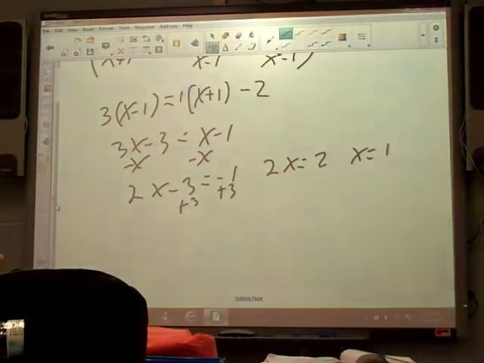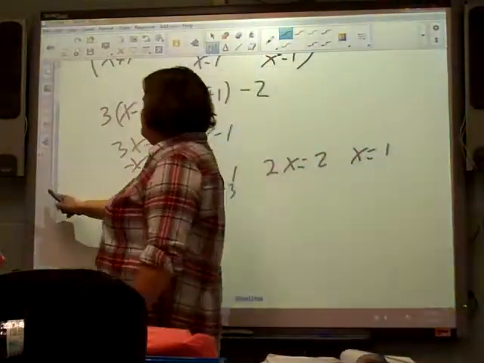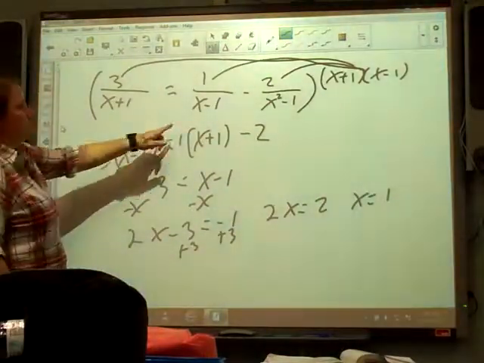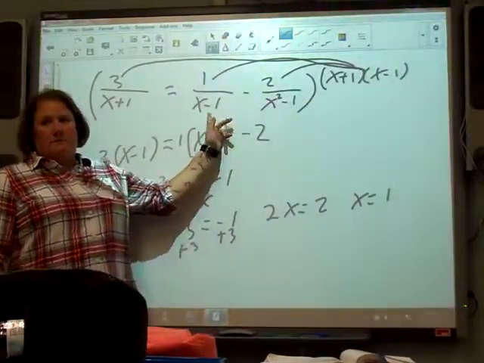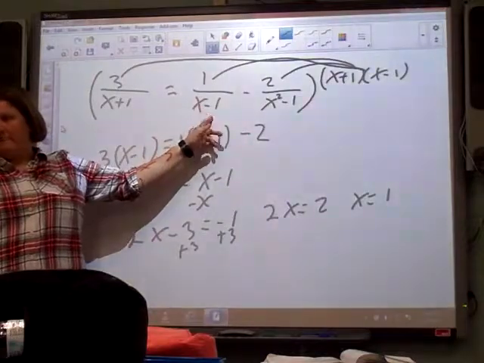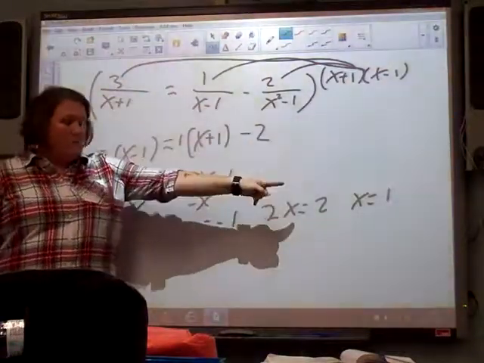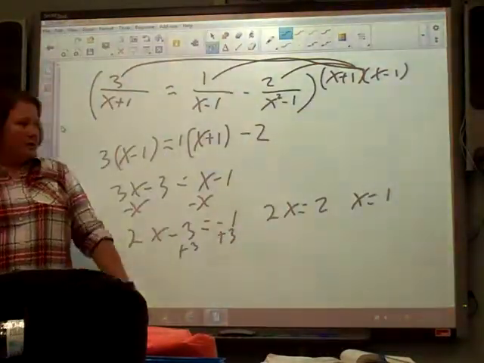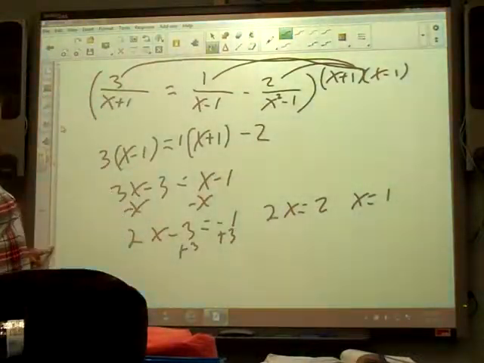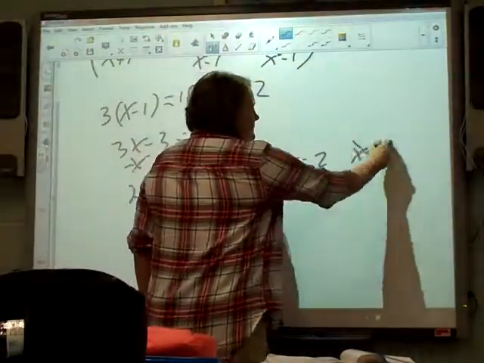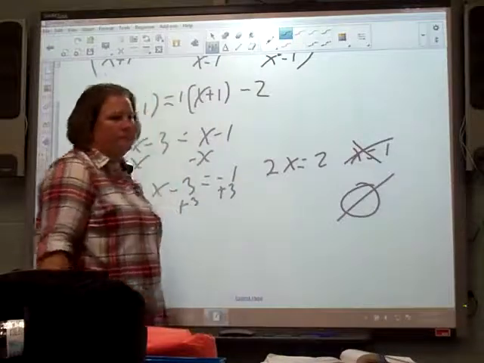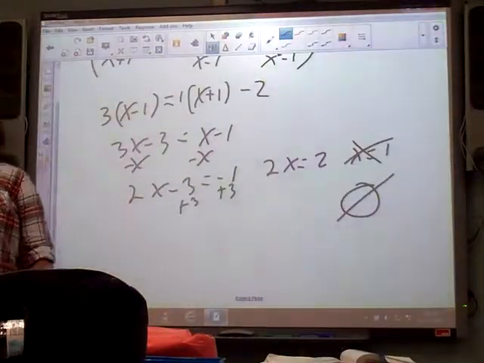Go back and look at your original problem equation. What would happen if we plugged a 1 in for x on some of those denominators? 0. Right here, what's 1 minus 1? And what's the one number you can't have on the bottom of a fraction? So my 1 is no bueno. I did all that good work, got a good answer, and it doesn't work. No solution.